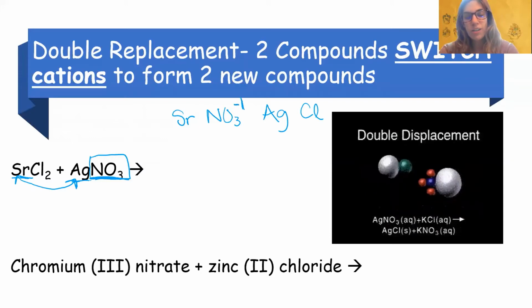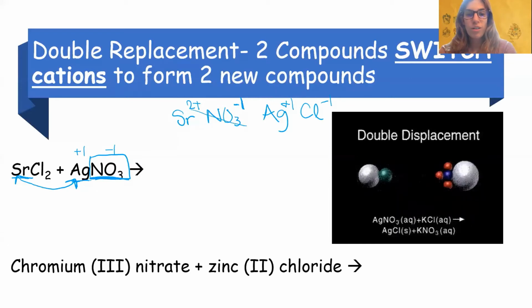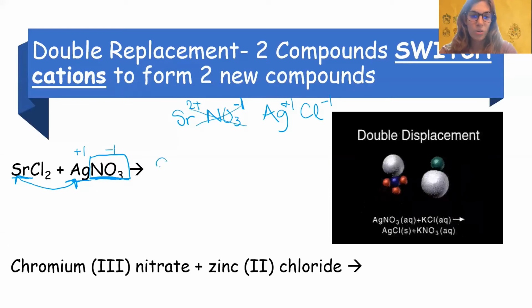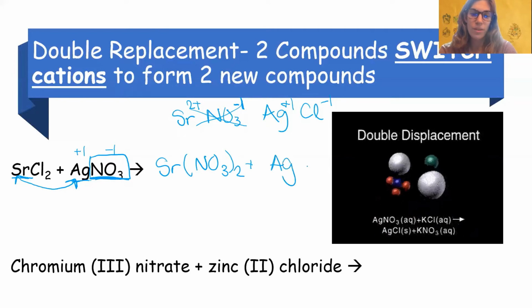So looking at a polyatomic chart, you can see nitrate has a -1 charge, strontium has a 2+ charge, silver, we can work backwards and see that it has a +1 charge because nitrate has a -1 charge. So +1, and chlorine is -1. So once again, I'm going to do my cross and drops. So my first compound is going to be Sr(NO3)2, and my second compound is going to be AgCl.